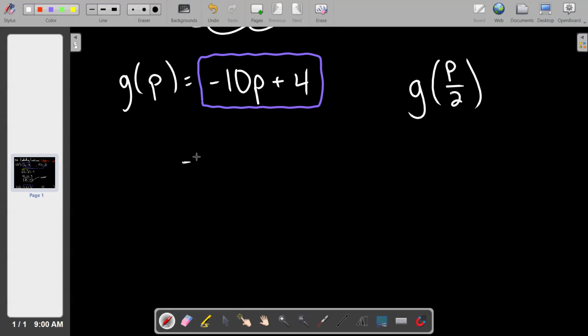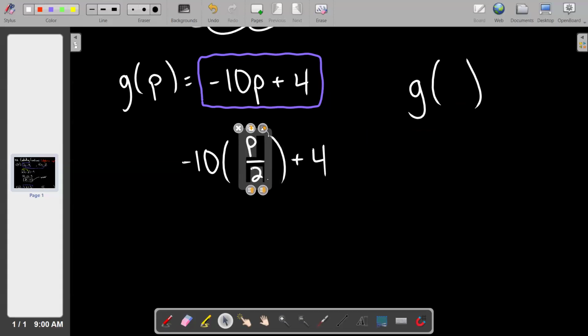But when we copy it down, every time we encounter a p or an x or a y or whatever, we change it to parentheses. That's an opening. It's a feeding slot. And then we're going to put a +4. And what are we going to put in the feeding slot? P over 2. So I'm going to grab this, pop it in. That's how functions work, man.